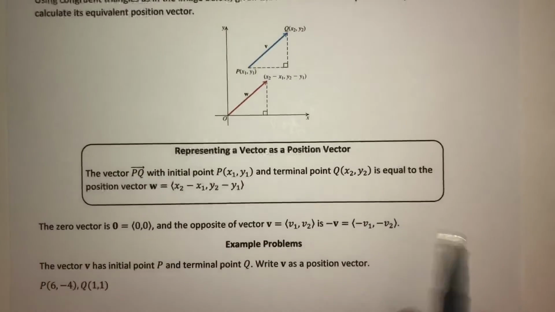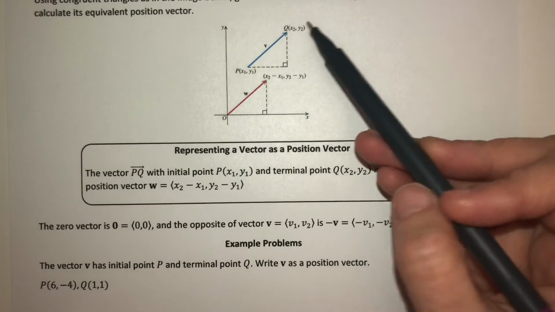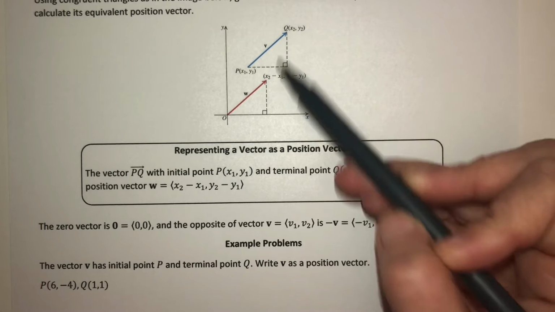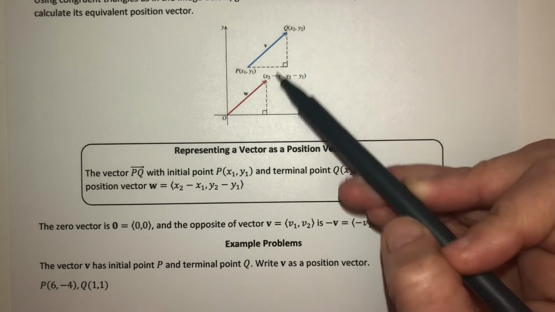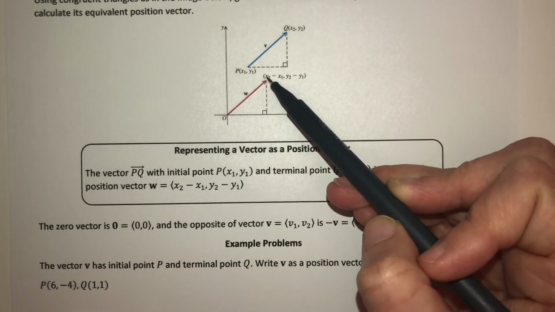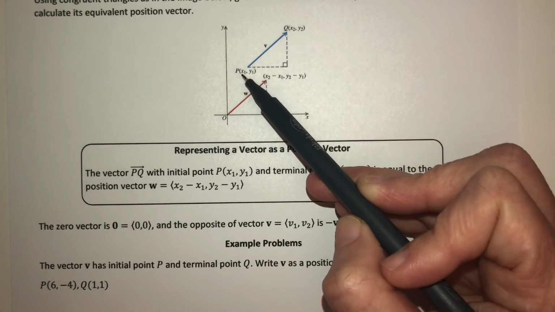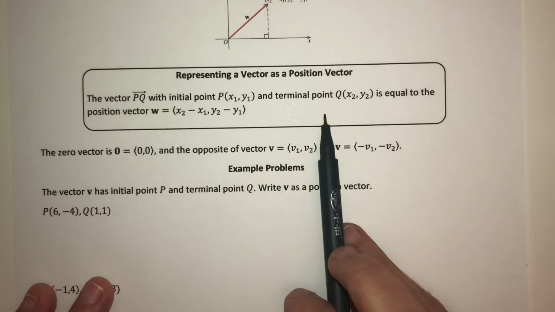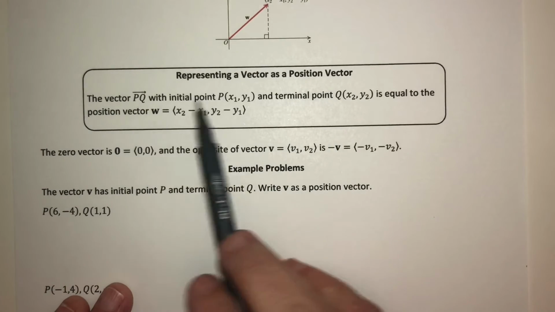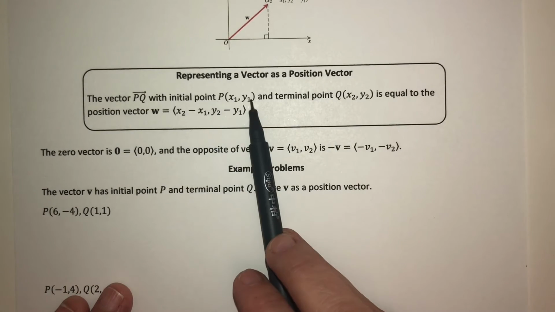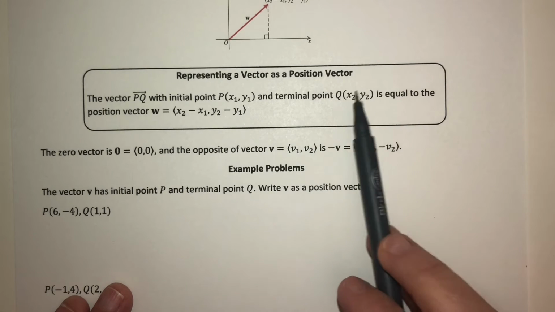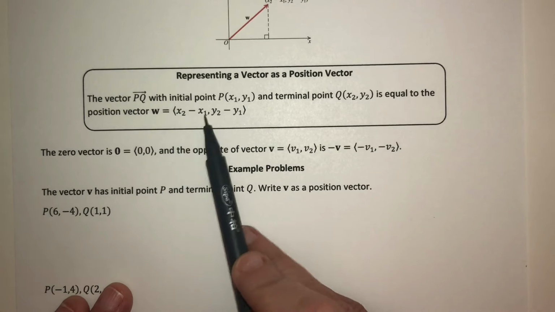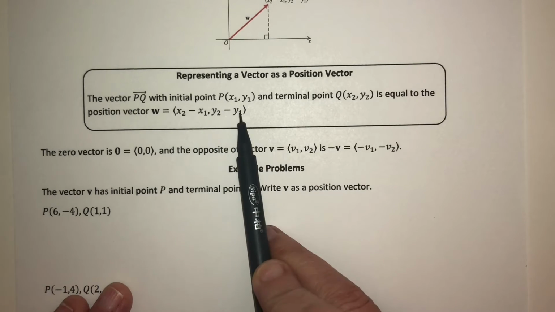And so all you have to do, if you have something located that is not located at the origin, to get it there, you subtract terminal minus initial. Terminal minus initial. Here it is written in this form. So if you have a vector with initial point P, which is x1, y1, and terminal point Q, which is x2, y2, then the position vector is x2 minus x1, y2 minus y1.